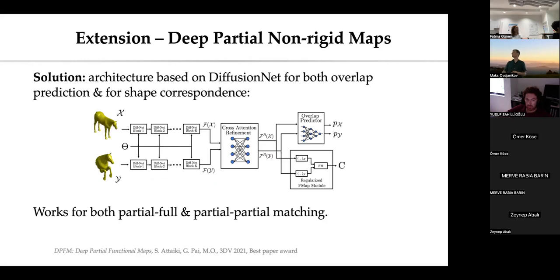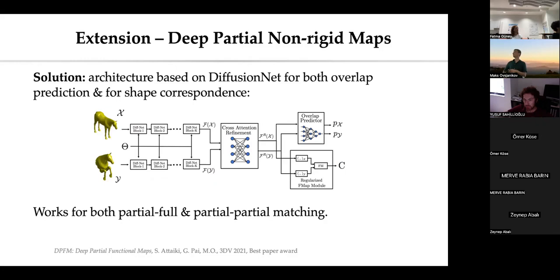So the solution that we proposed is an architecture that's also based on this diffusion net, but it does two things. It first predicts the overlap. So we have an input, two shapes, X and Y. We run them through these diffusion blocks. And now we have two outputs.